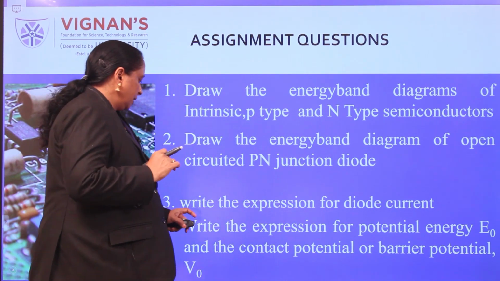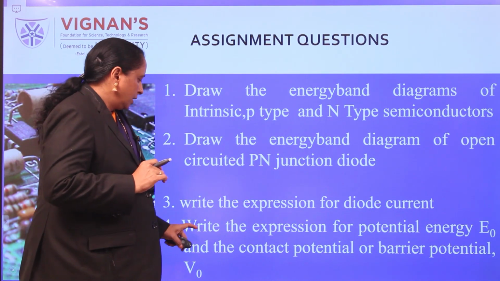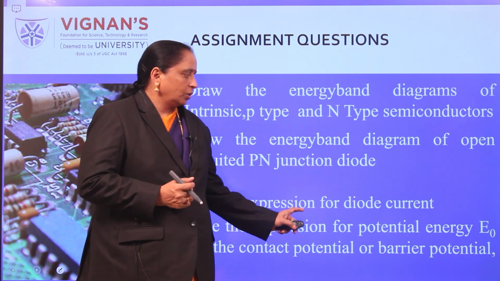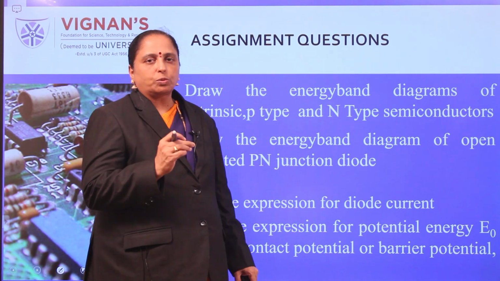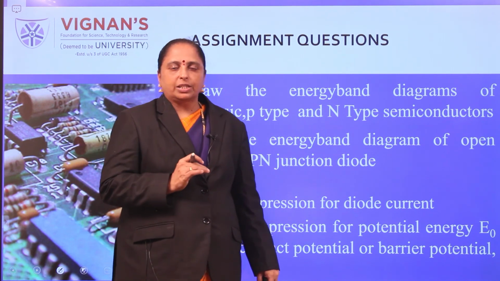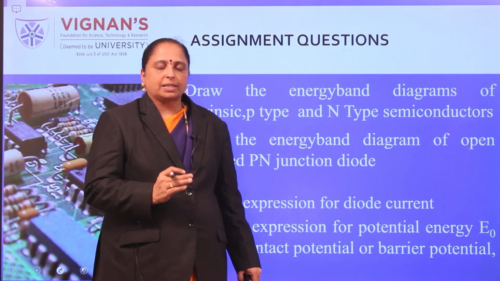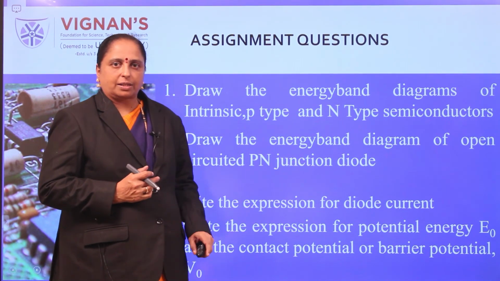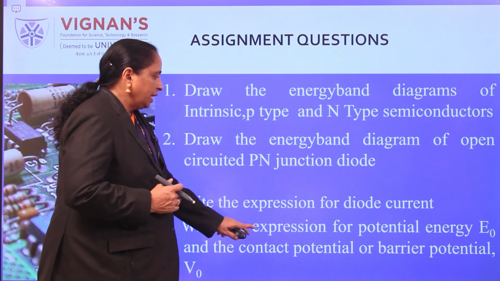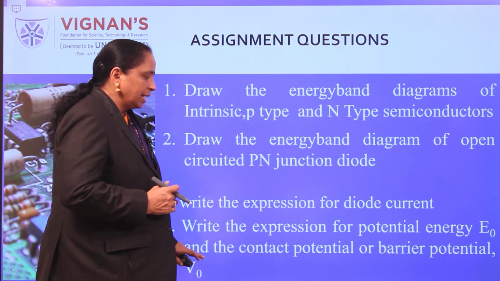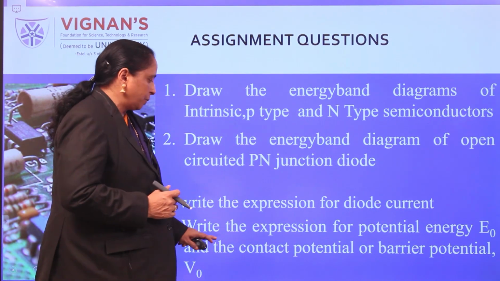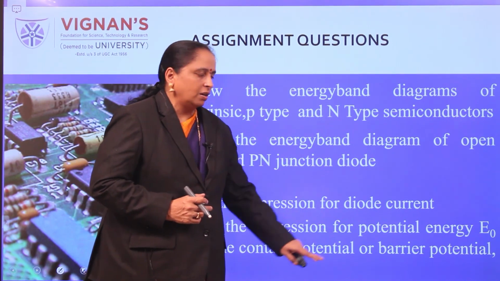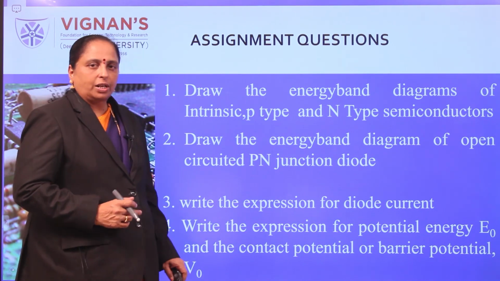Then write down the expression for the diode current equation. The diode current expression we have already completed. So you have to write down the expression, and two special cases also you should mention: during forward bias condition, what is the final formula for diode current, and during reverse bias condition also. Then write down the expression for potential energy. Just now we have derived this expression for potential energy E0 and the contact potential or barrier potential V0.